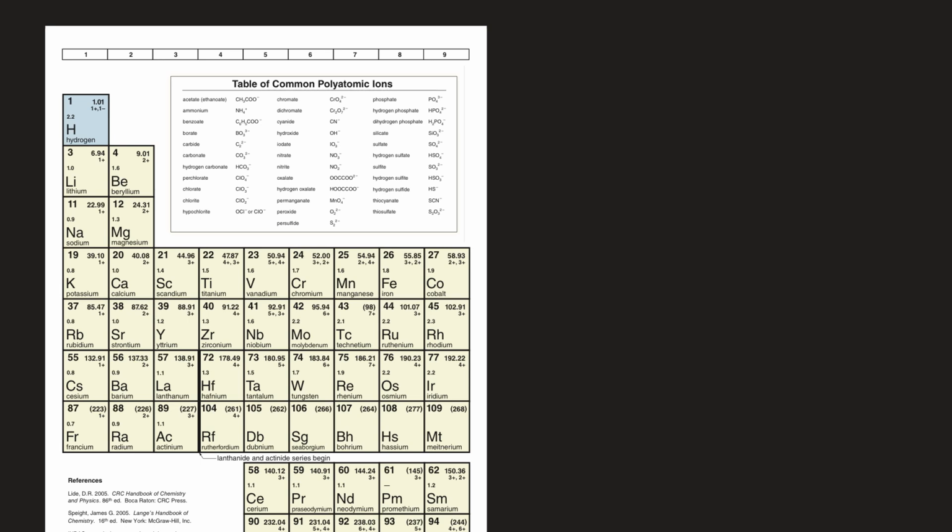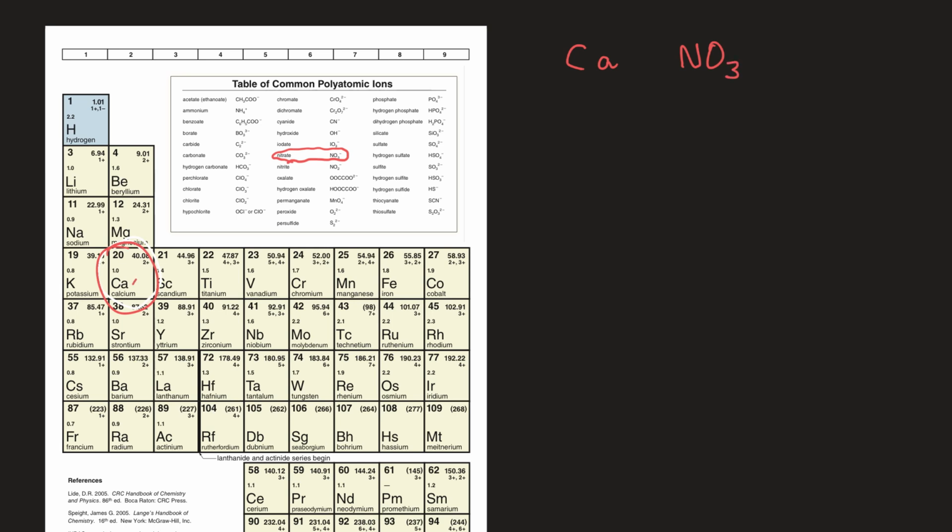So say I'm doing a type 1 compound. Let's pick calcium and then something from up here. Let's pick nitrate. That one right there. Okay, so I want to get calcium and nitrate together and write a formula for it. So I have calcium and I have nitrate.